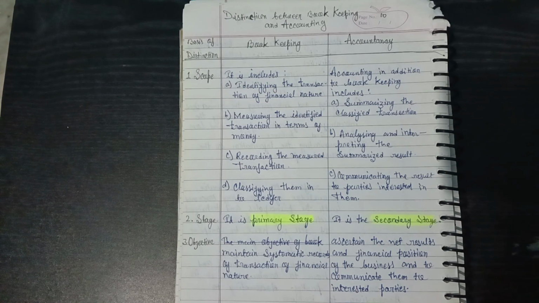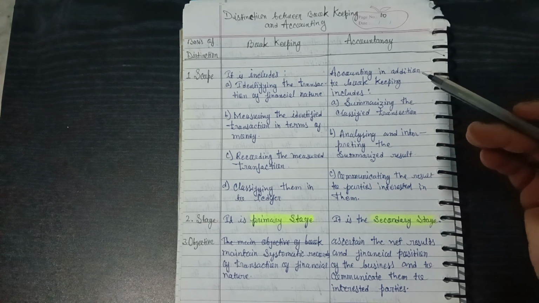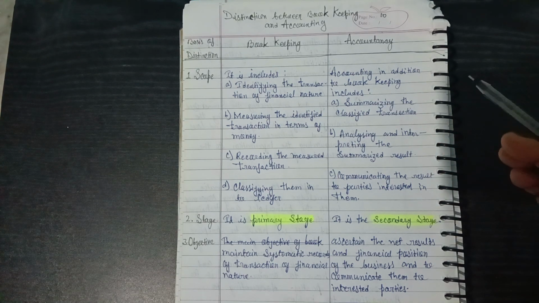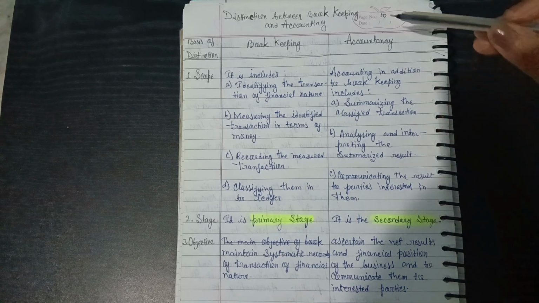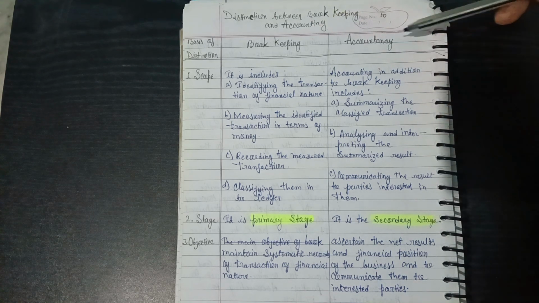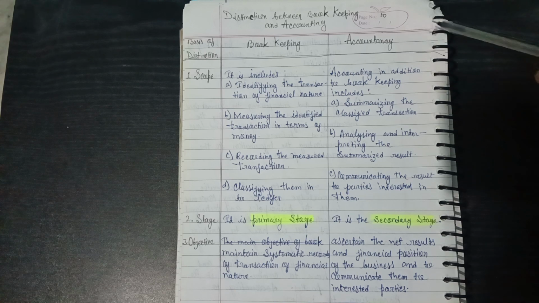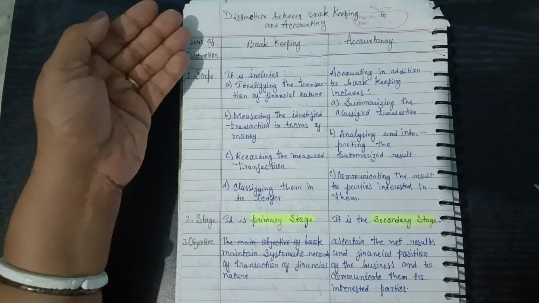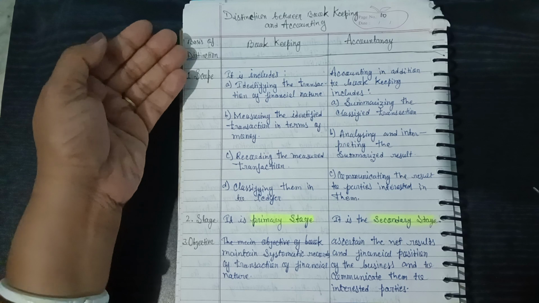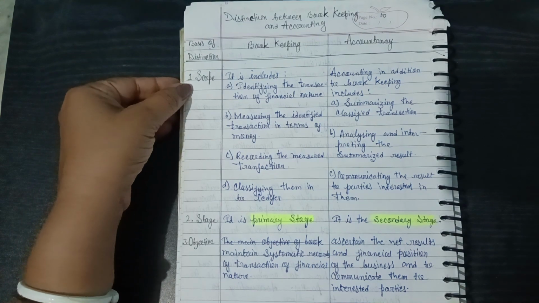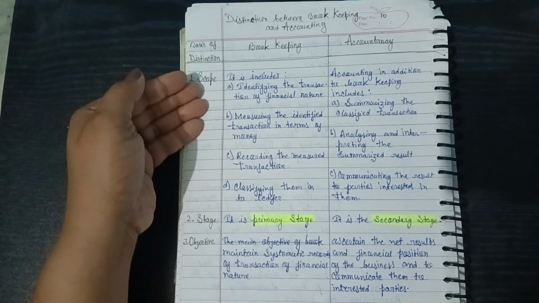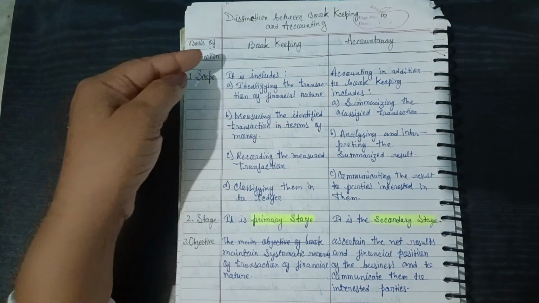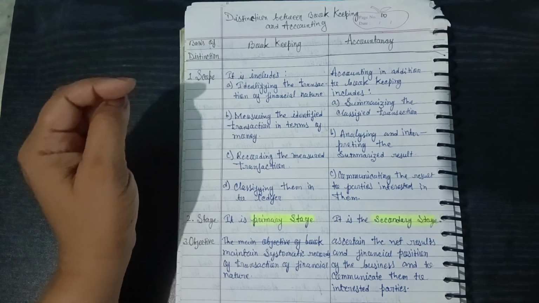We have discussed bookkeeping, accounting and accountancy, but we must know the difference between bookkeeping and accounting. This is the basis of distinction. So first we can see the scope. According to scope, what are the differences between bookkeeping and accountancy?